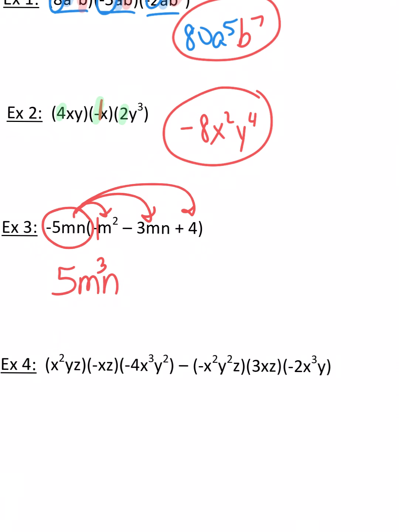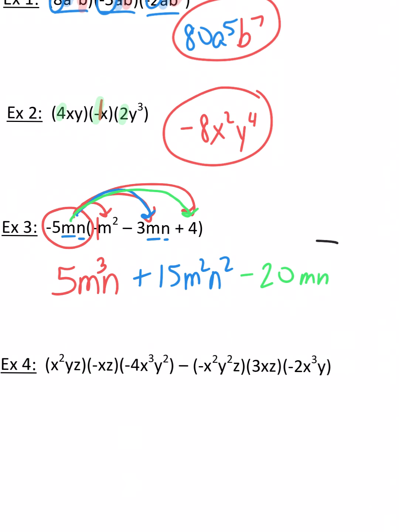Then the second multiplication is going to go negative 5 times negative 3, which is positive 15, and then m times m is m squared, n times n is n squared. And then the last term, negative 5 times 4, is negative 20, and we just carry over the mn.